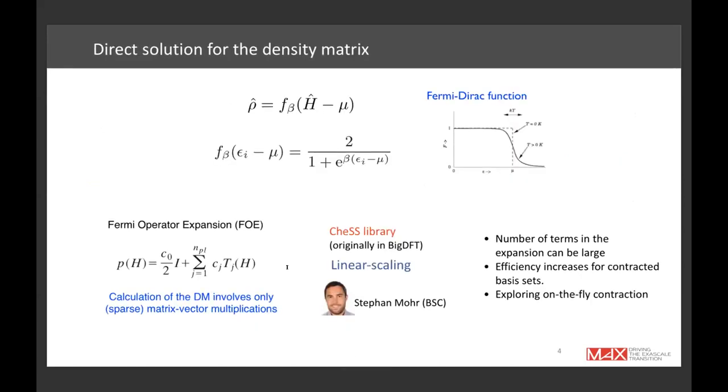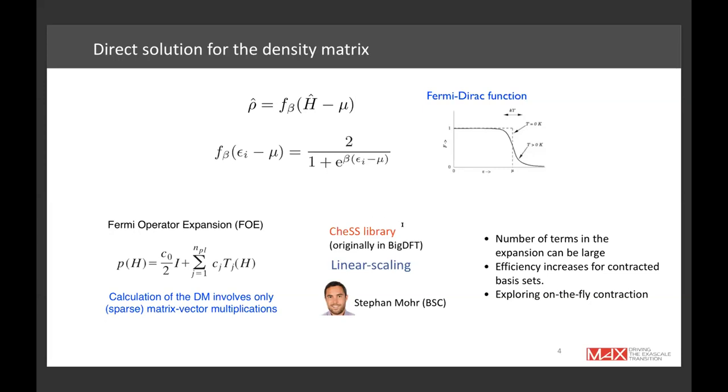Now, there is another alternative, which is to use a formal relationship between the density matrix and the Hamiltonian. Basically, the density matrix can be seen as the application of the Fermi-Dirac function on the Hamiltonian. And the trick here is to choose an appropriate form for the Fermi-Dirac function that can be used in linear algebra. One of the first ideas was the Fermi operator expansion, which is to turn this into a polynomial series. And then all you need to do is to perform multiplications to get the density matrix. Since the matrices involved are sparse, this is a procedure that is linear scaling.